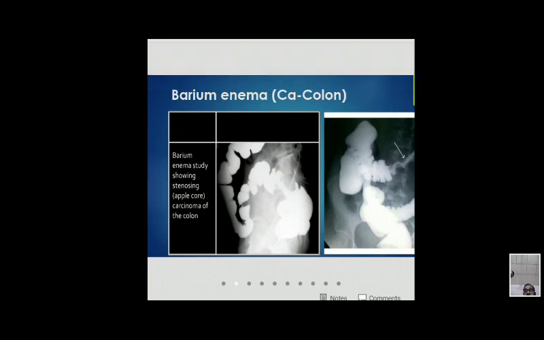If you summarize how a patient with carcinoma rectum presents, the most important is per rectal bleeding, bright red per rectal bleeding, along with tenesmus, early morning diarrhea, and alteration of bowel habit.